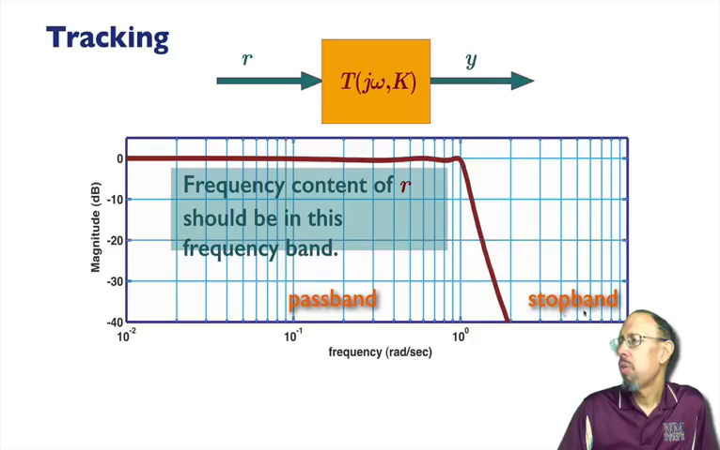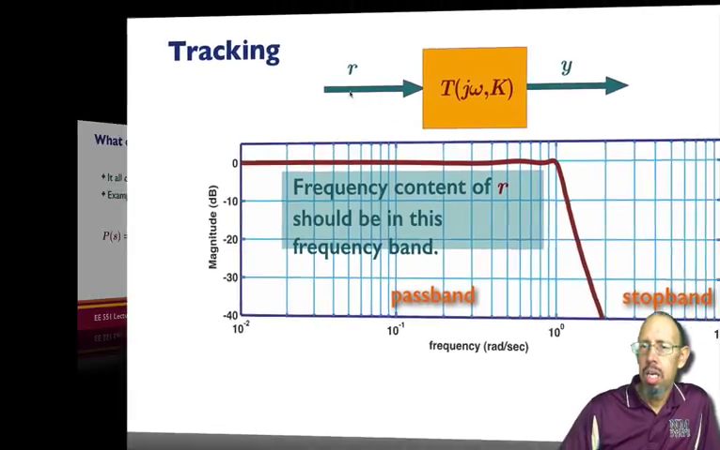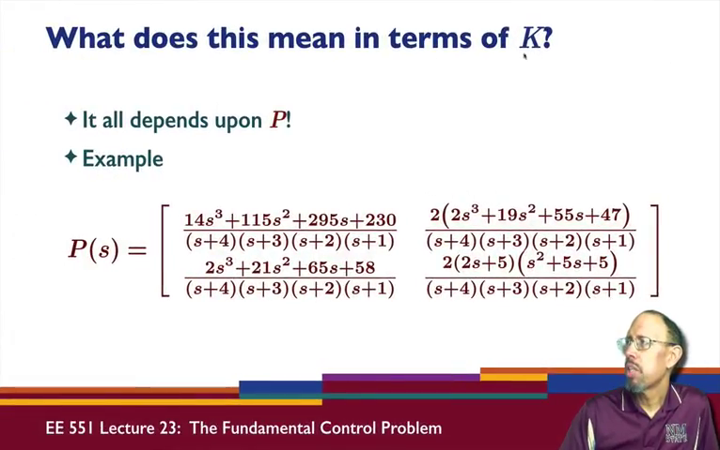And then over here, we have what's called the stop band. And we want the magnitudes to be small in this region because this is the region in which we may have high frequency noise. So again, I have T and K, and so we're looking at what that means in terms of the original open loop transfer function P and the controller K. So in particular, what does it mean in terms of K? If we were going to design a controller, what does that mean? Well, obviously it depends on P.